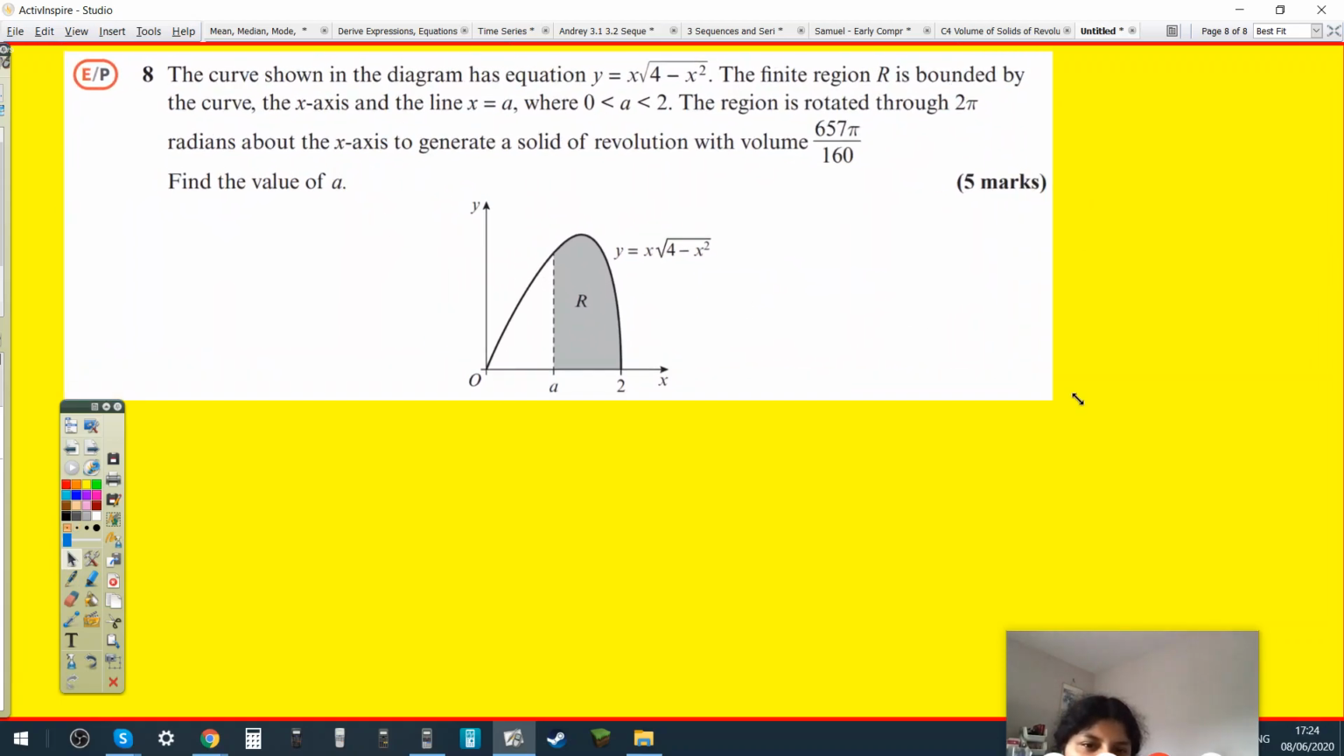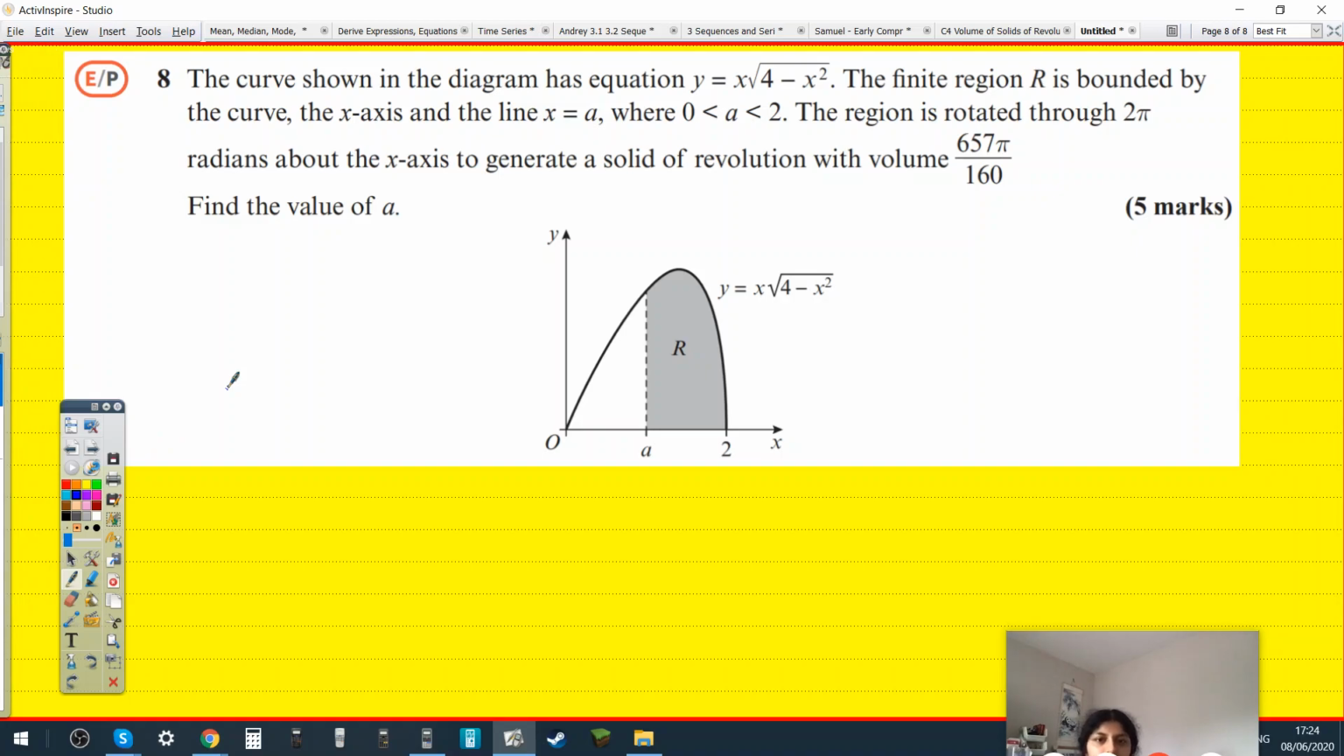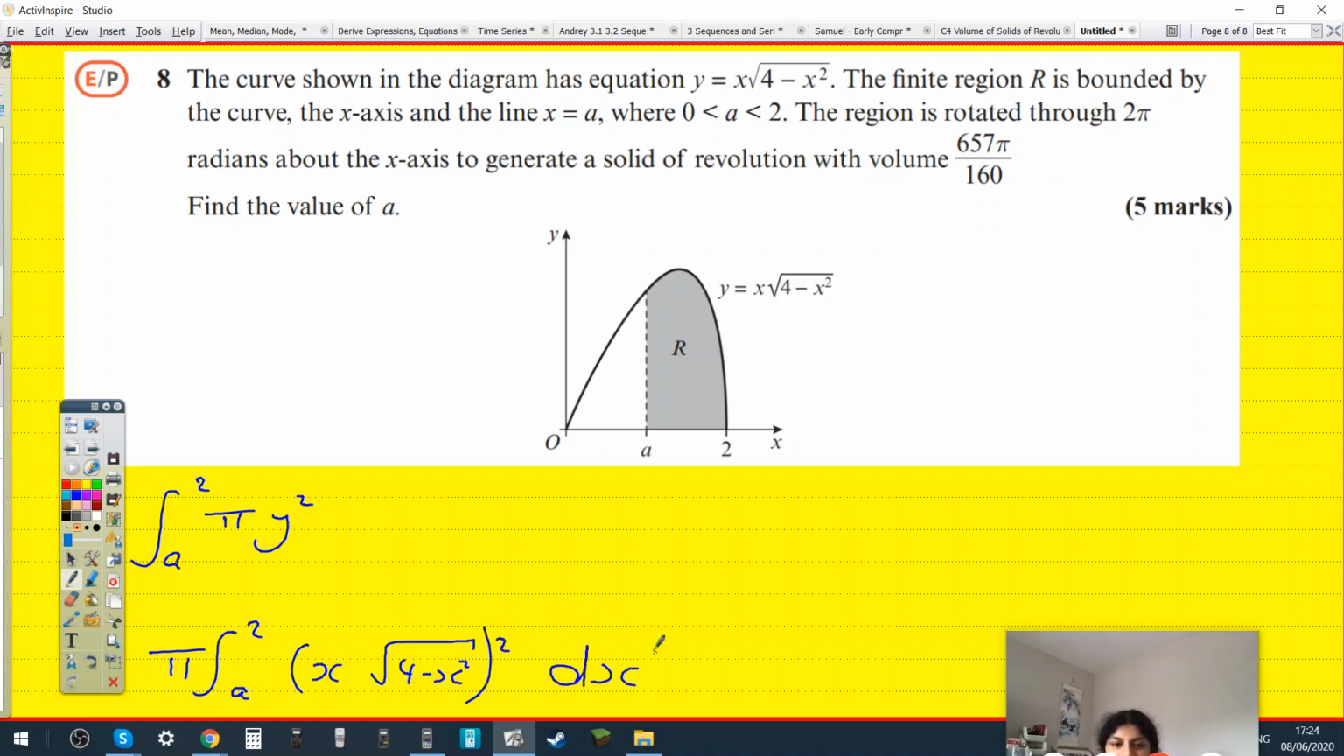Okay, well, it's between A and 2, like the integration. So you can put in 2 and A as limits, and then pi y squared. So what is y? X, and then square root 4 minus x squared. So if you square that, you just have x squared, and then 4 minus x squared in brackets. How do we do it? You basically do it like a normal integration, and then at the end you make it equal to 657 pi over 160.